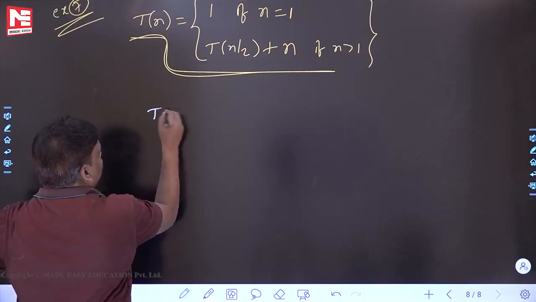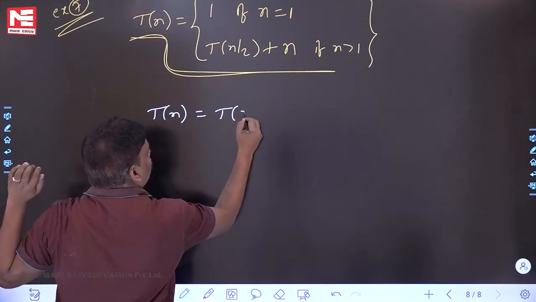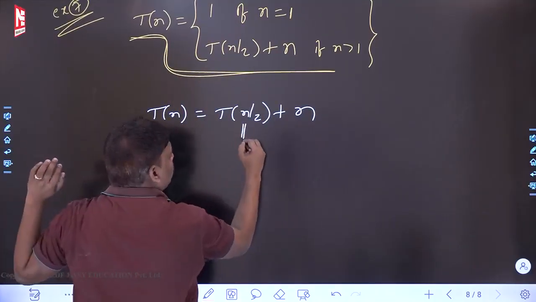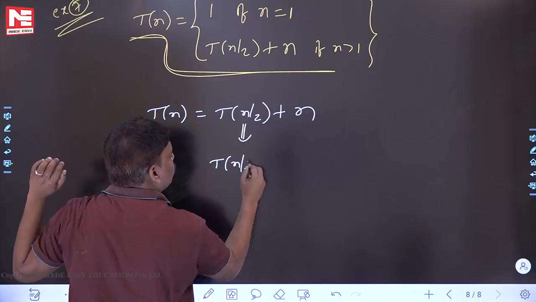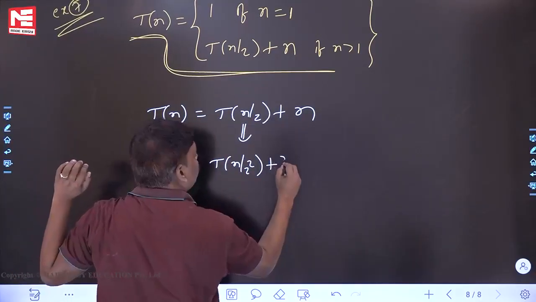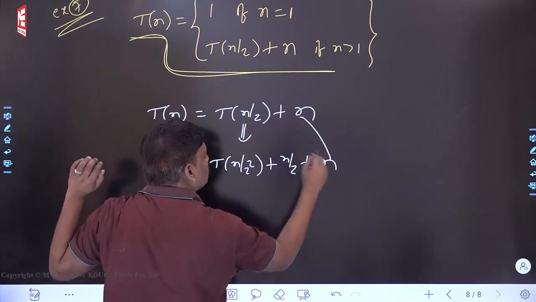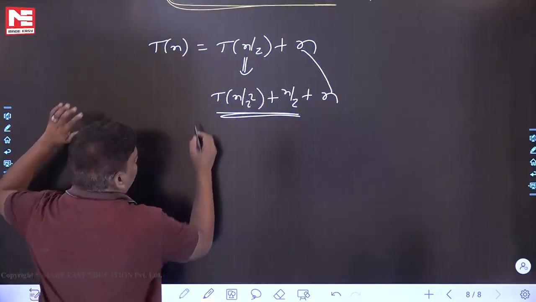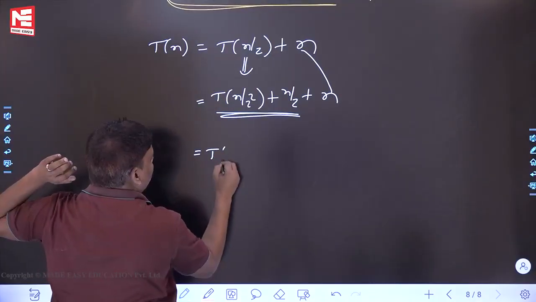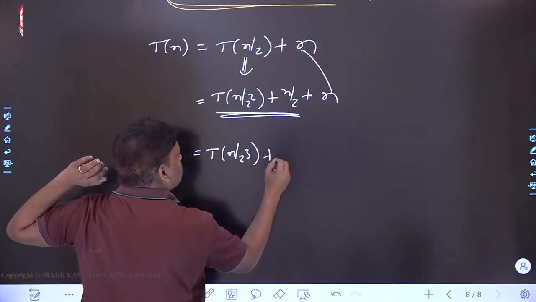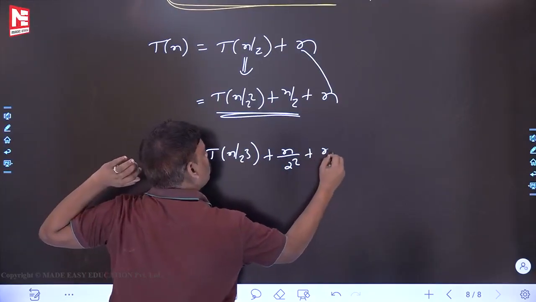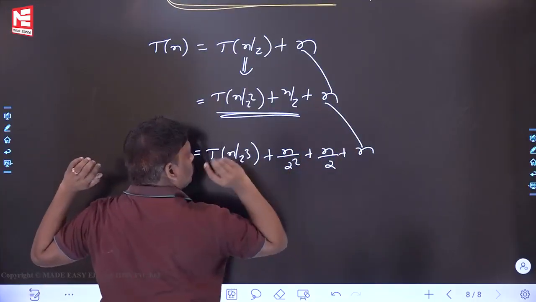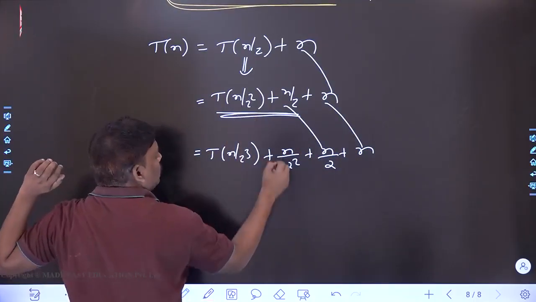Let me try. Tn is equal to T n by 2 plus n. That is the given problem. Can you help me? What is the T n by 2? Same. What is the answer? T n by 2 plus n by 2. Already n is there as it is. Let's do one more time. 3 times we have to do. It will become T n by 2 cube plus n by 2 square plus n by 2 plus n. This one as it is. This one n by 2. This one n by 2 square.